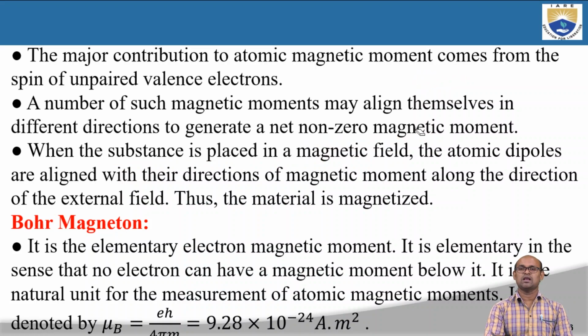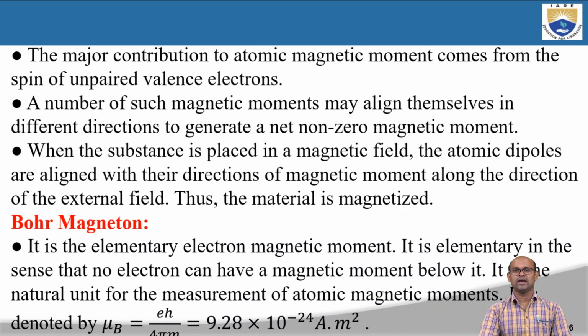That means there is a non-zero magnetization produced because all the magnetic moments are oriented in the direction of the magnetic field, and when you sum up all these magnetic moments, you are going to get a non-zero value, and hence the material is going to get magnetized when we place the material in the presence of a magnetic field. Okay. So what is Bohr magneton?